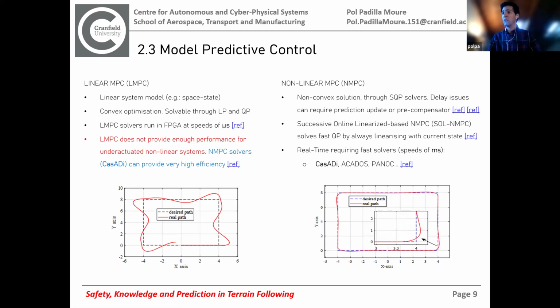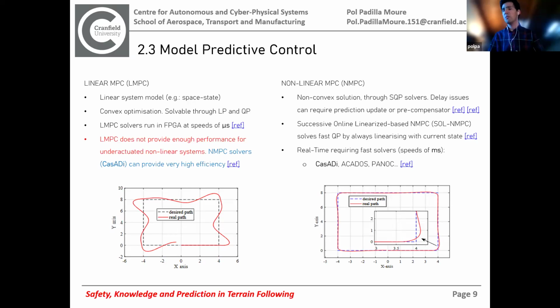We cannot precisely follow our desired trajectory with linear model predictive control. Even though it has advantages, you've got assurance. The convergence is assured because it's a convex problem, and it can run very, very fast. So it's a very efficient problem if you are just using quadratic programming.